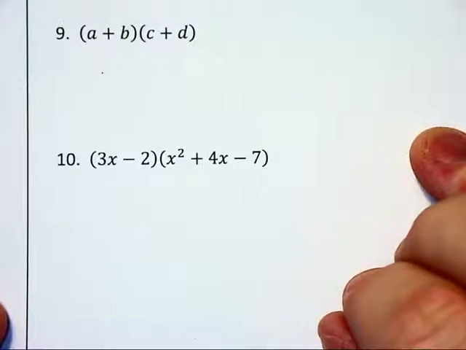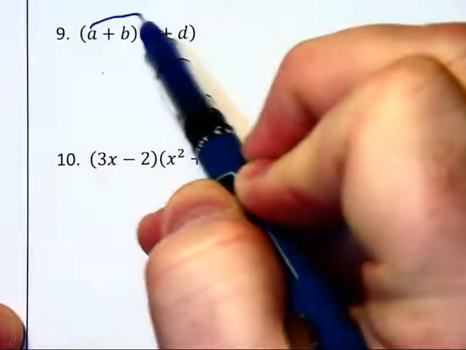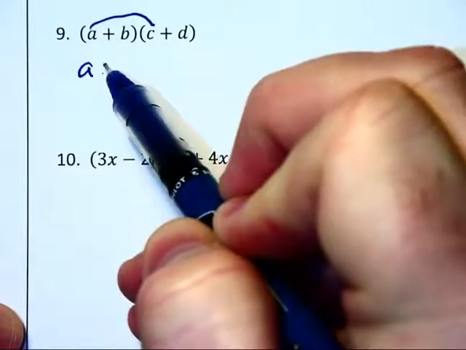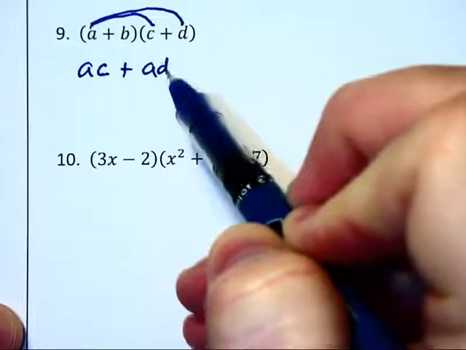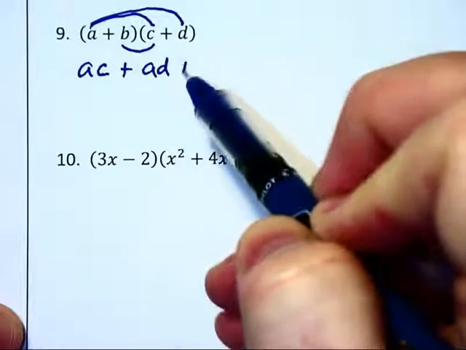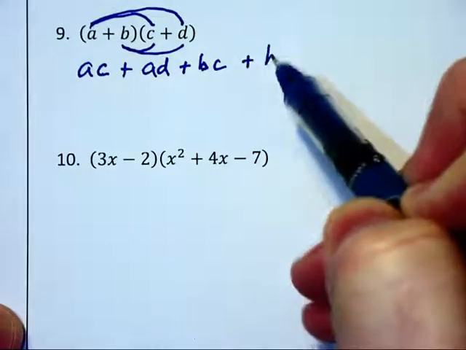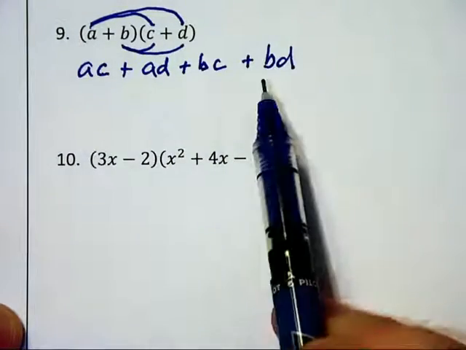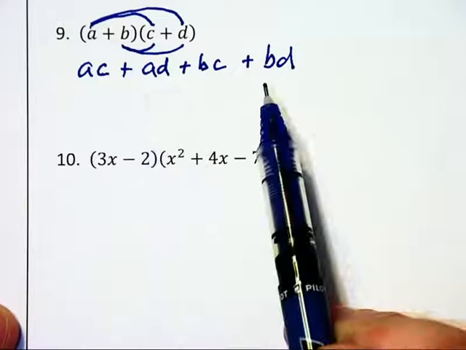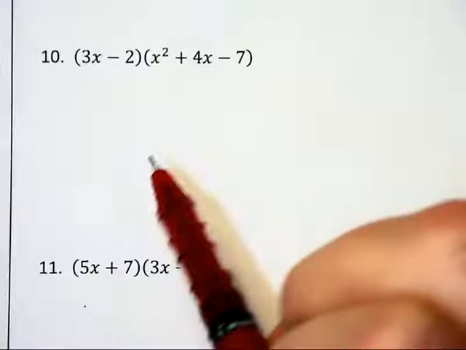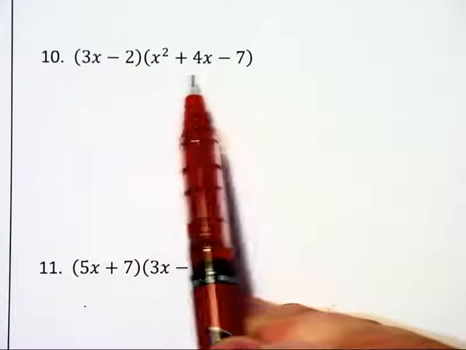This next problem contains no coefficients, but that's no problem. We'll still deal with this normally. We have a times c, outer, a times d, inner, plus b times c, last, plus b times d. This time we have no like terms that can be combined together, so there will just be 4 terms in our product. The acronym FOIL only works when you're multiplying a binomial by a binomial.